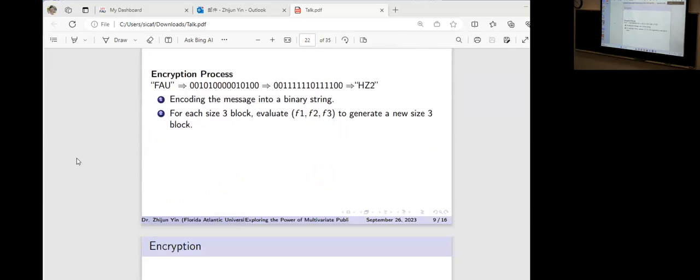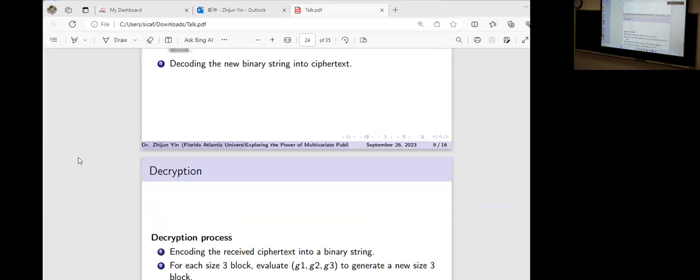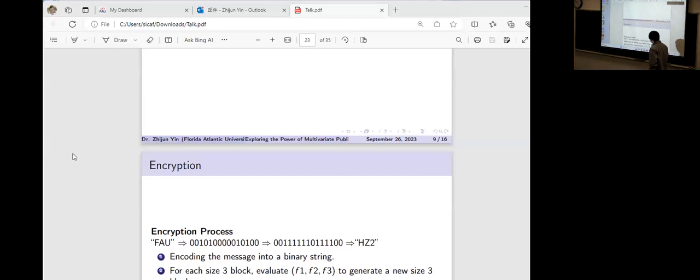For the binary string we have here, we use the size-3 blocks, like 001. We evaluate the function, and after the evaluation we get the ciphertext using the coding table we have. Let's do the first block, 001. X, Y, Z are the same variables. If we had more variables, we could use X1, X2, X3, but today we just choose the three-variable case.